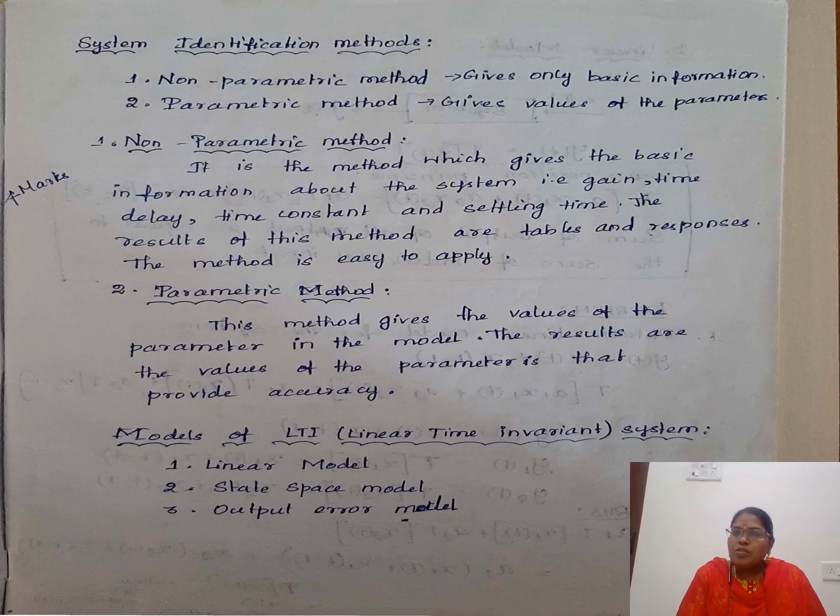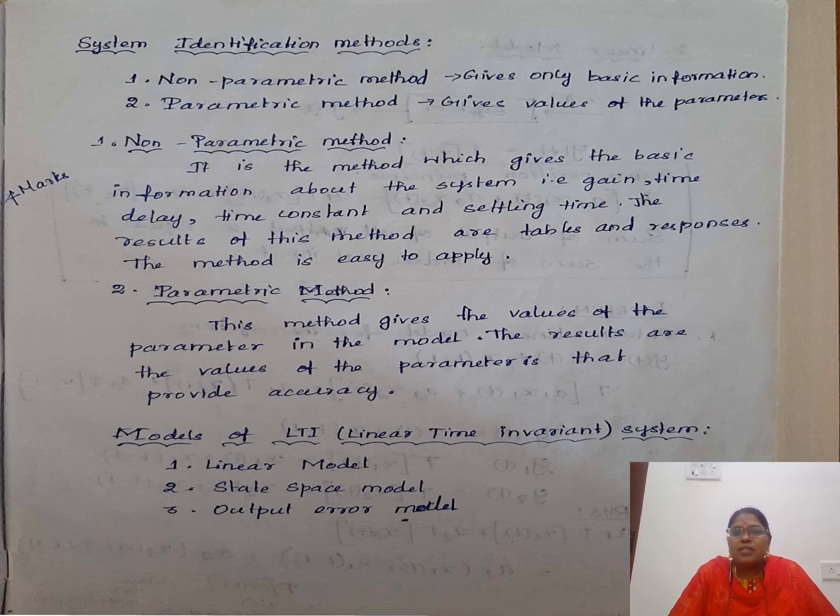There are two approaches or methods in system identification. One is the non-parametric method, and the next one is the parametric method. The non-parametric method gives only the basic information, such as the gain of a system and how to find the time constant, settling time, delay time, rise time, and peak time. After getting this information, we can make it as a table and see the response. So that is the non-parametric method. It gives only the basic information.